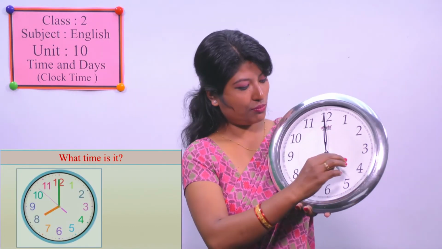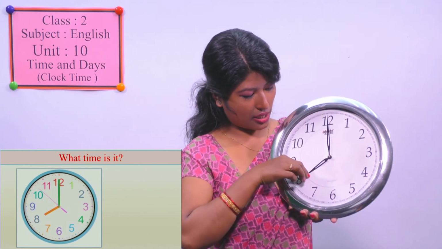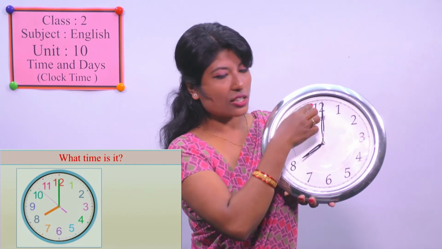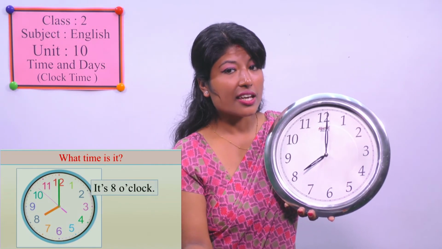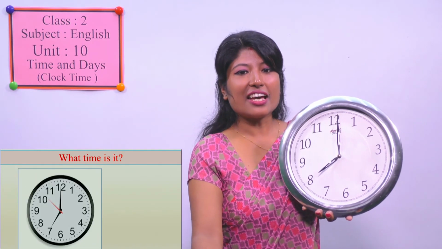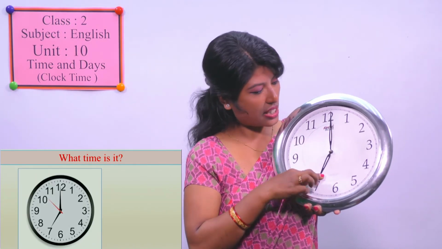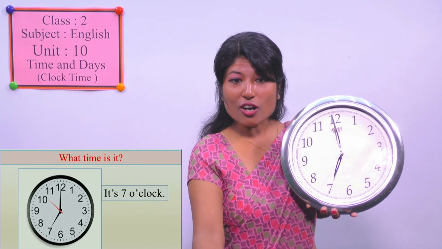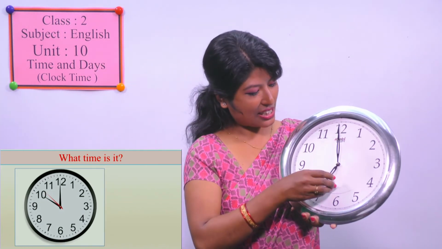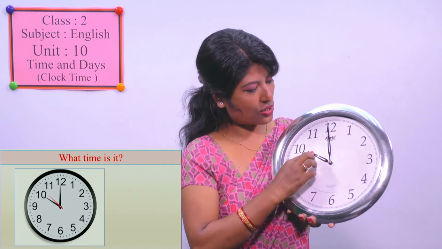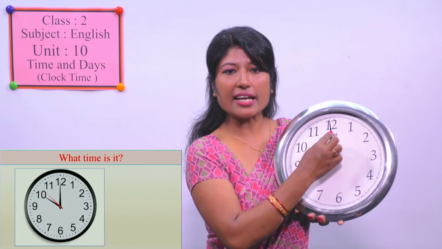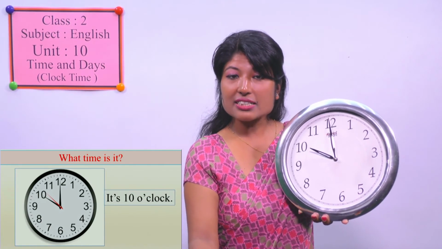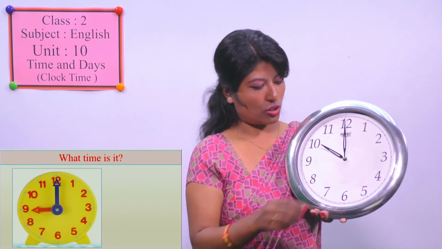Next. This is the way. Short hand in the 8 and long hand in the 12. It's 8 o'clock. Then if it is here, it shows 7 and 12. It is 7 o'clock. Then if it is like this, short hand shows 10 and long hand is in the 12. It is 10 o'clock. Next picture.